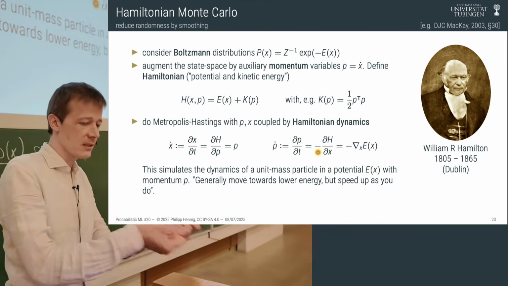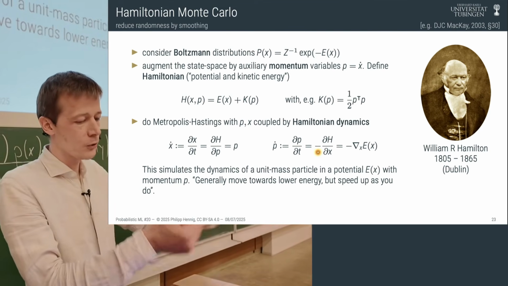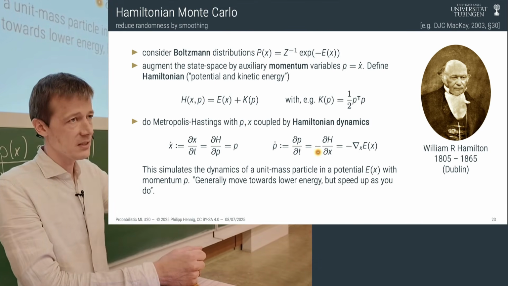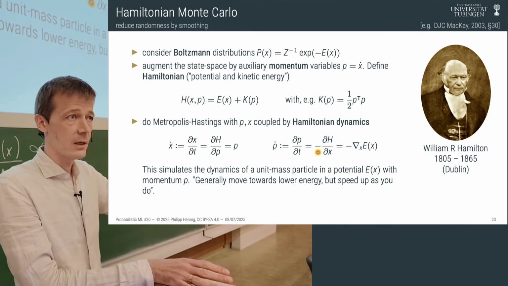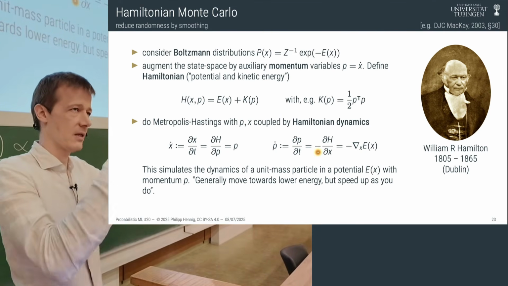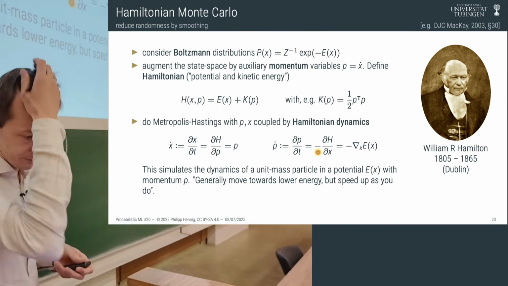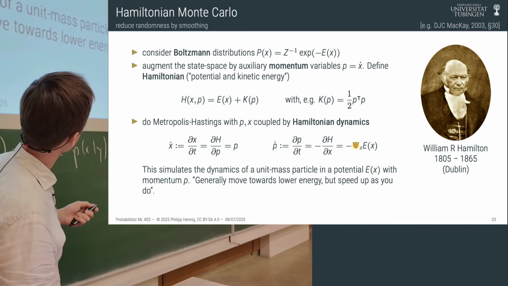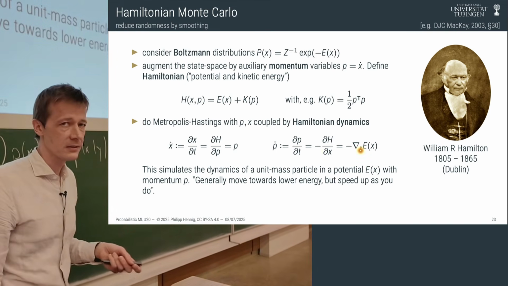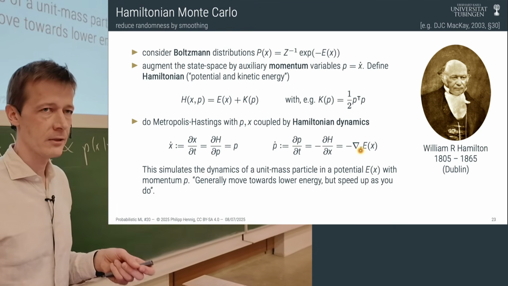Why do we impose that? Because when we impose this, then the total time derivative, dH/dt, will be 0. And then this thing will be conserved. This energy will be conserved. So in dH/dx, we get a gradient of minus the energy.